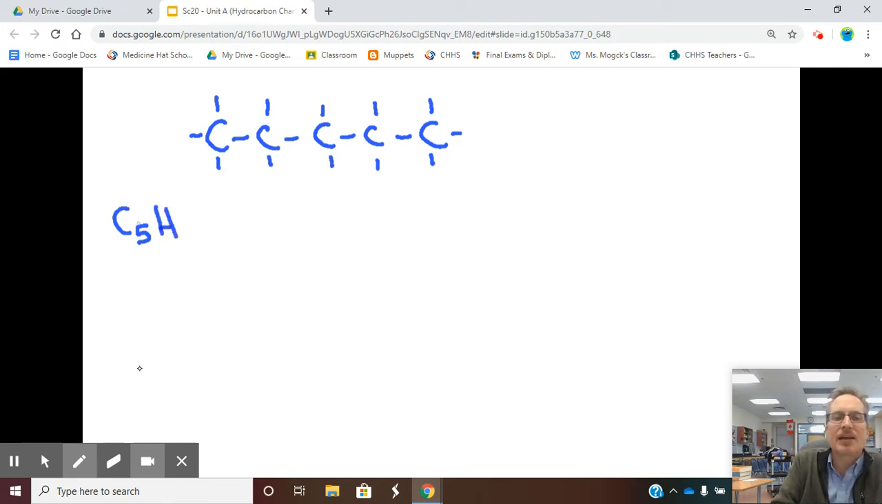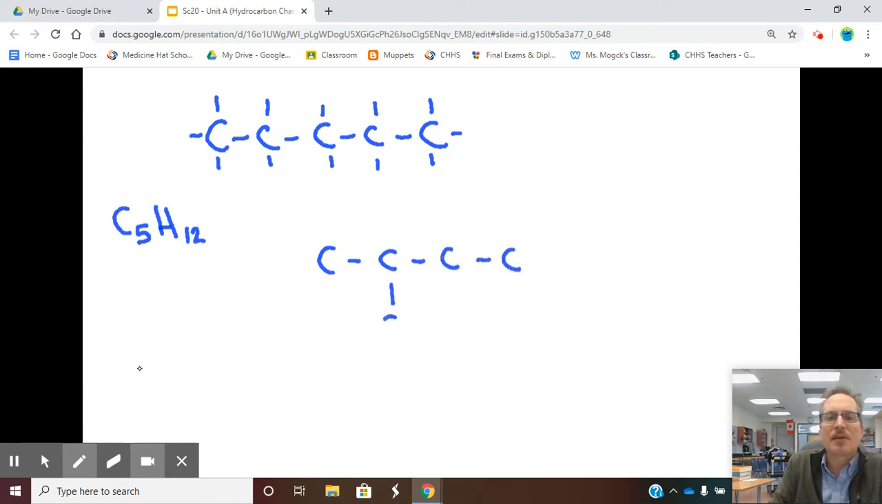because we know it's an alkane, twice as many would be 10, plus two more would be 12. Just for fun, let's add them up. One, two, three, four, five, six, seven, eight, nine, 10, 11, 12. Hey, the system works.